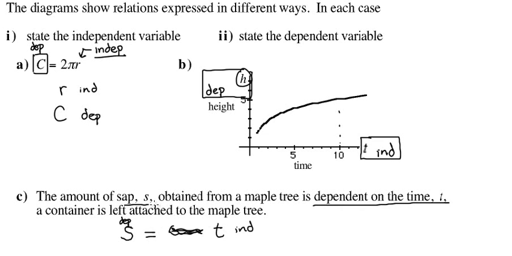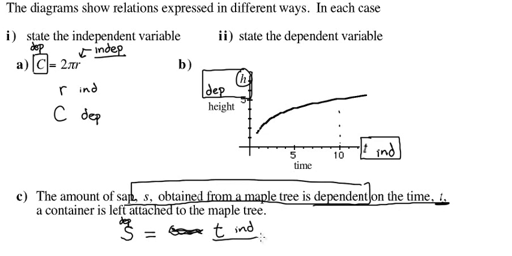So the amount of sap S is dependent. That's what you need to pick out. What about the time? Well, they don't tell us anything about it, which means it's an independent variable. There's nothing telling t what value to have. But S depends on the result of this calculation over here.